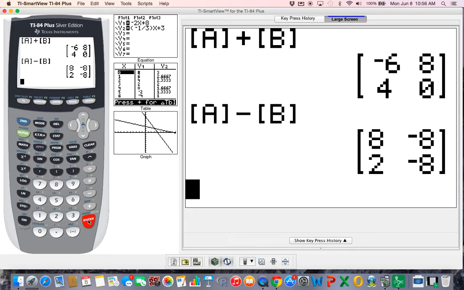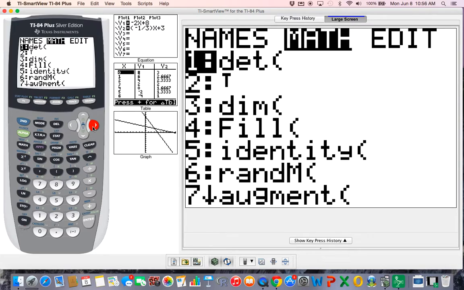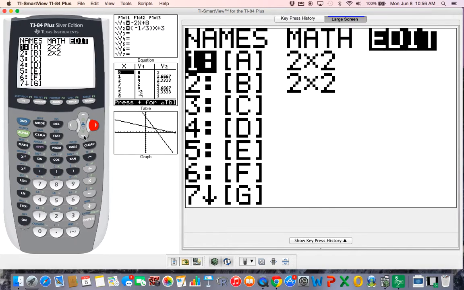Now, you don't necessarily have to do this. It's totally up to you. But let's say, for example, that I came in and I wanted to create a third matrix.